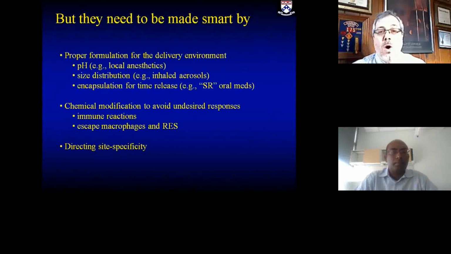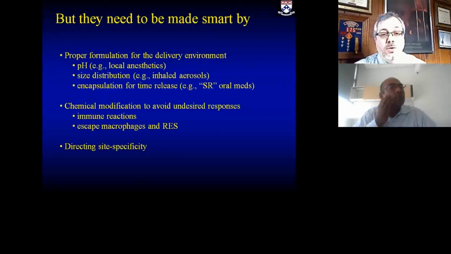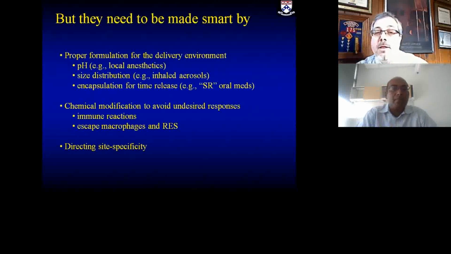For instance, inhaled aerosols can deposit on the wall or the lumen of the airway, and so the size of the inhaled particulates will dictate where in the lower airway they land. They can be encapsulated for slow release. This is particularly true of oral medications that are designated SR, or slow release. And then we can have chemical modifications that can help to avoid undesired responses, such as immune reactions, or to make drugs formulated in a way that they escape the reticuloendothelial system or the macrophage that would tend to dispose of them before they can have their positive effects.